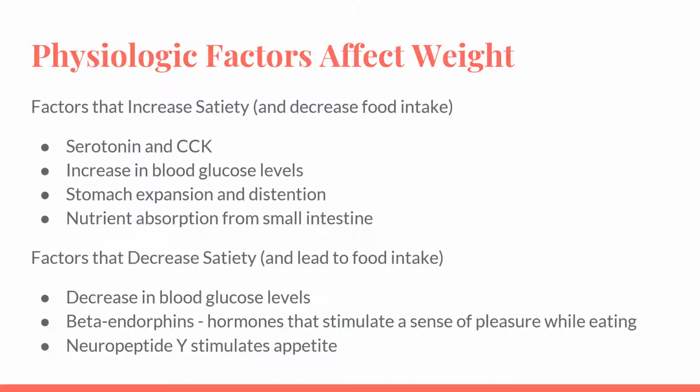Also, beta endorphins are hormones that stimulate a sense of pleasure when we're eating, and oftentimes these encourage us to eat more. So it's interesting to be aware of our bodies when we're eating and be aware of the pleasure in eating. It's a very natural thing for humans to enjoy eating, as with most animals. So being aware of our physiologic drive and that pleasure of eating, try not to give in to overindulging. And then there's also something called neuropeptide Y, which is just another physiologic factor in the body that stimulates appetite and eating.